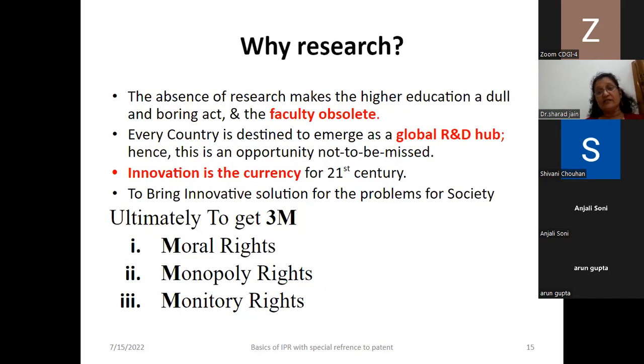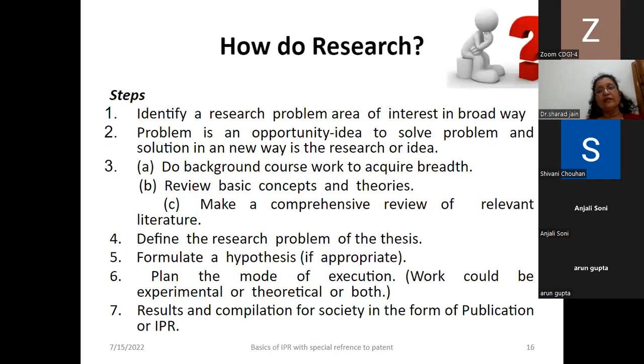So why is research important? Research can make a person happier and more motivated, and it brings into life moral rights, monopoly rights, and monetary rights. Anybody can do research. This is a general part I am discussing, then we will go towards the IPR. But first we should talk about the general things, how we can approach the IPR.